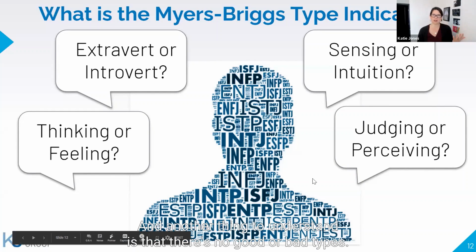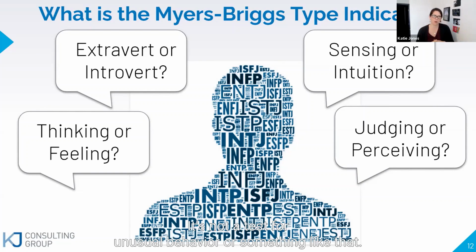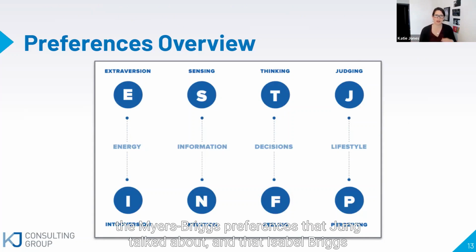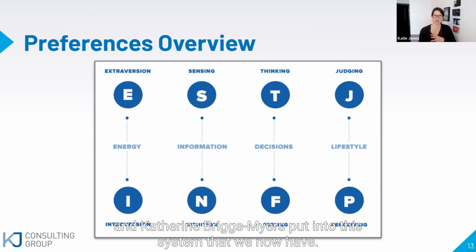And another thing to understand is that there are no good or bad types. It's not a test for unusual behavior or something like that. It's just a tool for us to use for increased self-understanding, understanding of others, and building additional trust on our teams. And so as we go through the modules together, we'll go through all the Myers-Briggs preferences that Jung talked about and that Isabel Briggs Myers and Catherine Briggs put into this system that we now have.